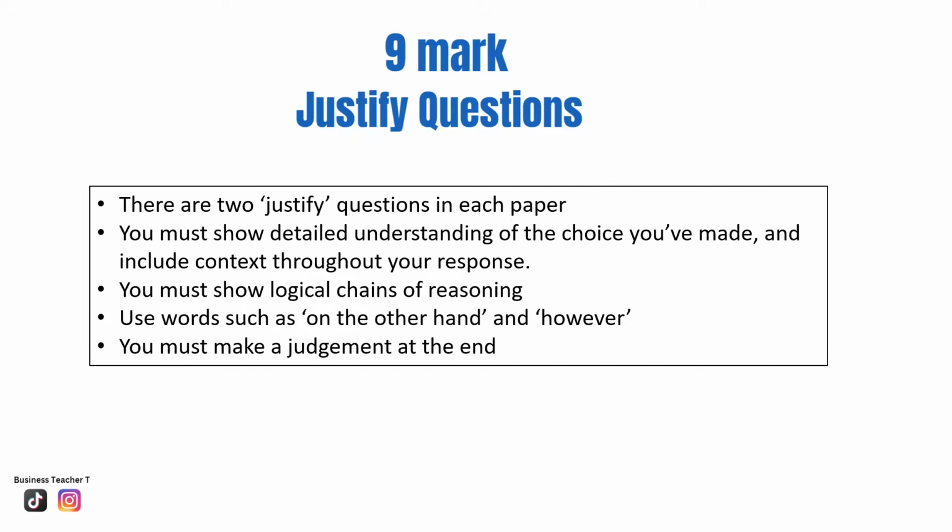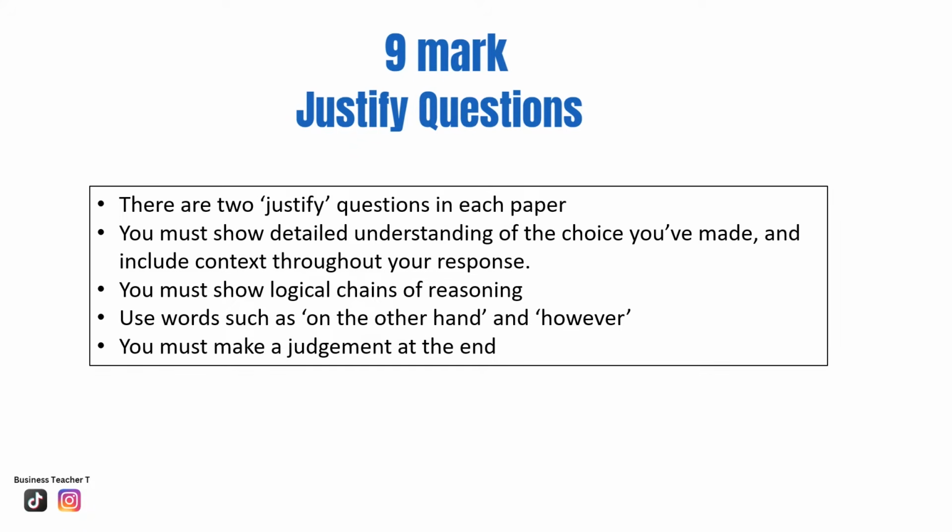You must show detailed understanding of the choice that you've made and include context. So in terms of showing detailed understanding, you would use logical chains of reasoning. You would have interconnected points, and you could use connectives such as because and leads to and therefore, in order to help you really ensure that your answer is detailed. For the 9-marker, you do not need to consider both options. As I said, choose one option.